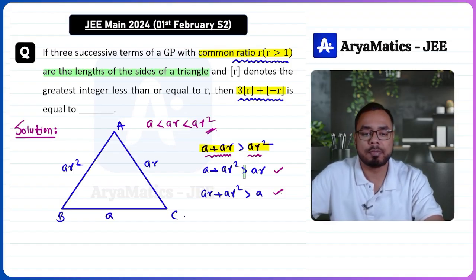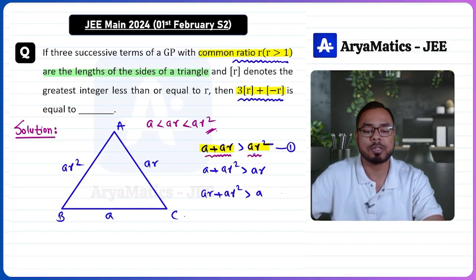then obviously out of these two, AR square is a bigger number than AR, and in that we are adding A. So the second, and using similar logic, you can show that this third inequality is also always satisfied. So basically we need to solve the first inequality. There is no need to solve the second and third inequality because they will always be true.